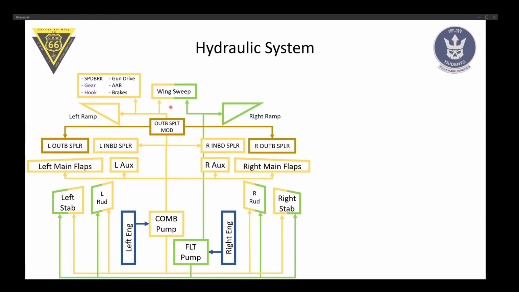And then finally, you have some auxiliary stuff like the speed brake, the gear, the hook, the gun drive, the air-to-air refueling probe, and of course the brakes.